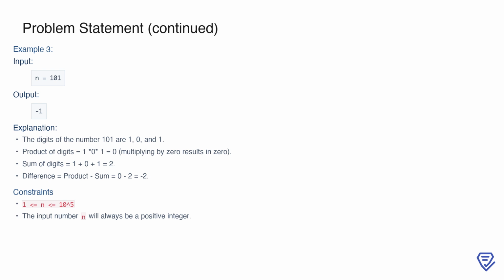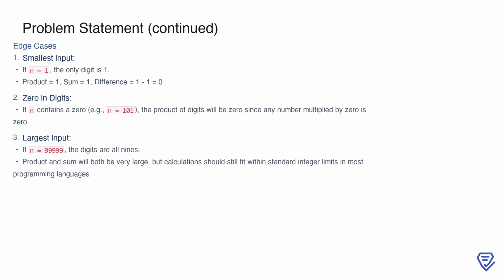The constraints ensure that n is always a positive integer and within the range of 1 to 100,000, so we don't need to worry about invalid inputs. Finally, let's consider some edge cases. If n is the smallest possible value, which is 1, then the only digit is 1. The product of the digit is 1, the sum of the digit is also 1, and their difference is 1 minus 1, which equals 0.